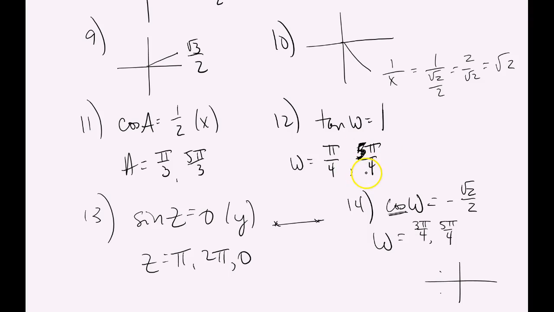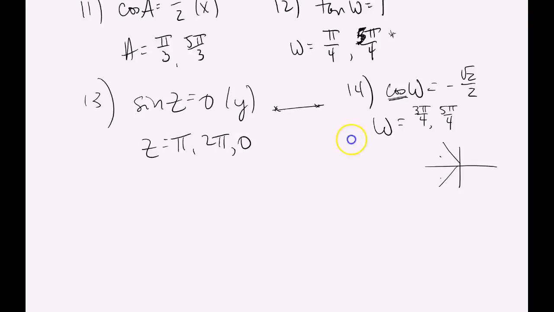Because this is 5 pi over 4. That one's the 3 pi over 4. My bad, sorry if I messed that up. Hopefully you guys are watching this video. You can go back and correct that. Hope I didn't mess you up too badly there. Alright, so these two are my answers for number 14.